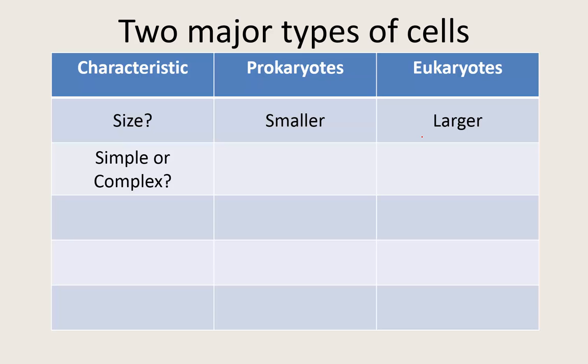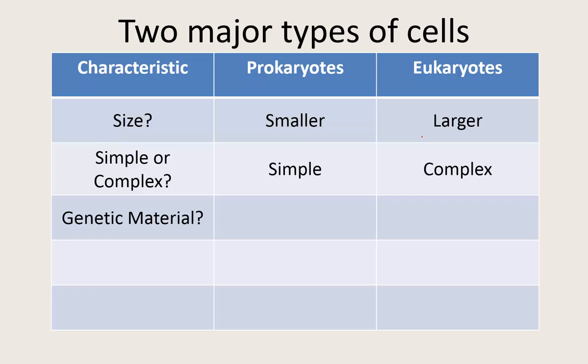Which one's more complex? Well, the eukaryotic cell tends to be more complex than the simpler prokaryotic cell, meaning that there are usually many more structures inside of the eukaryotic cell, and we'll talk about some of those as we go on.